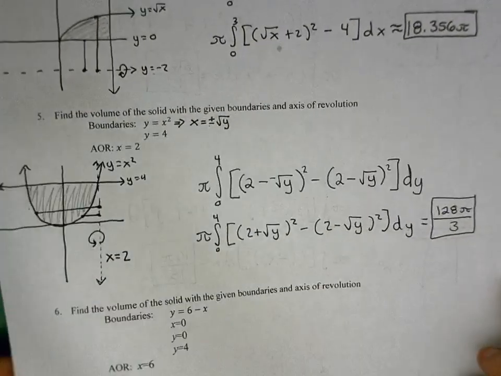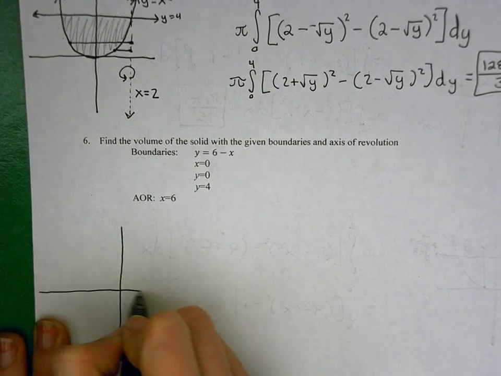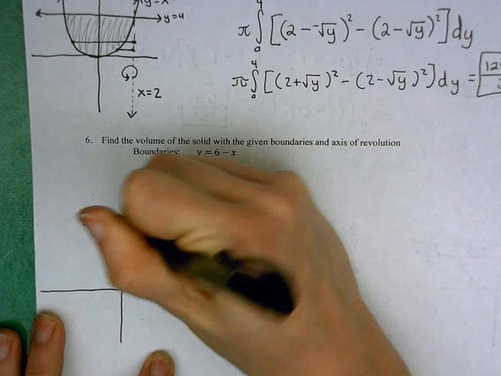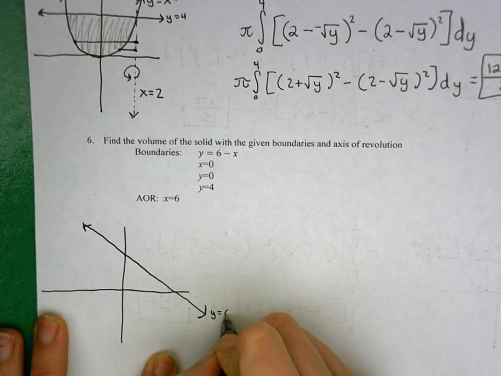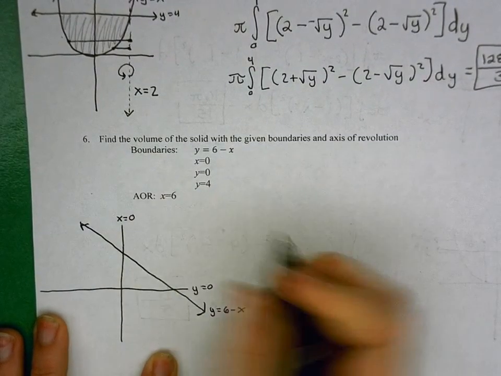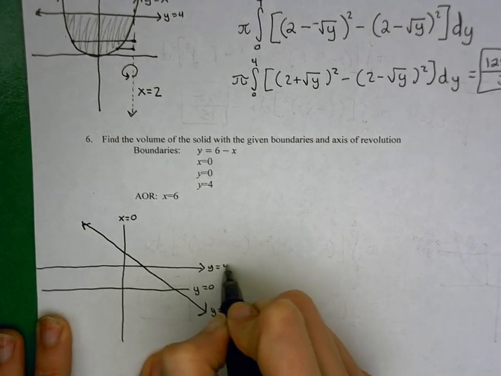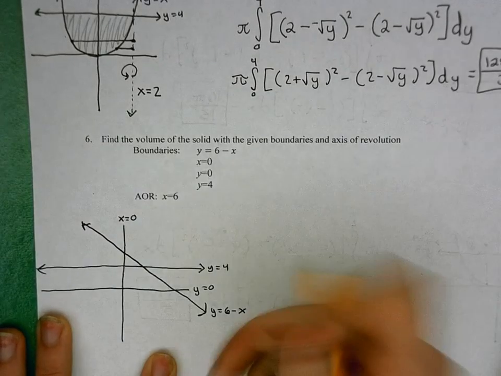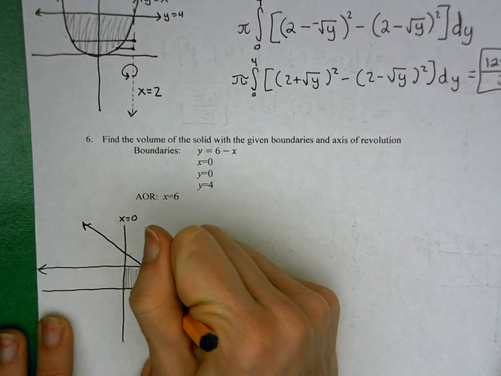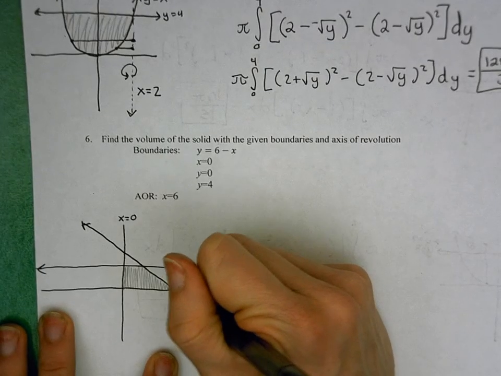Okay, last one, number 6. We are finding the volume of the solid with the given boundaries. y equals 6 minus x, x equals 0, which is my y-axis, y equals 0, which is my x-axis, and y equals 4, which is here. And I'm revolving around x equals 6.